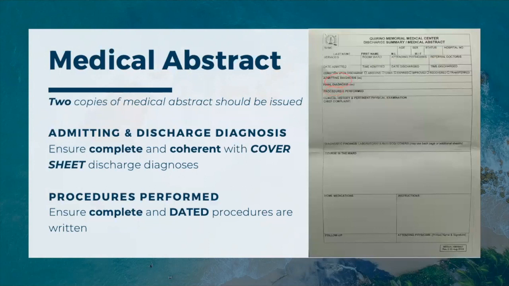Next is the medical abstract. So as mentioned earlier, the complete admitting and discharge diagnosis should be written here and must match what is written in the cover sheet. Also, all the procedures done in the patient should be enumerated here with their dates, such as the major surgeries, minor or bedside procedures, blood transfusion, hemodialysis, chemotherapy, and the like.